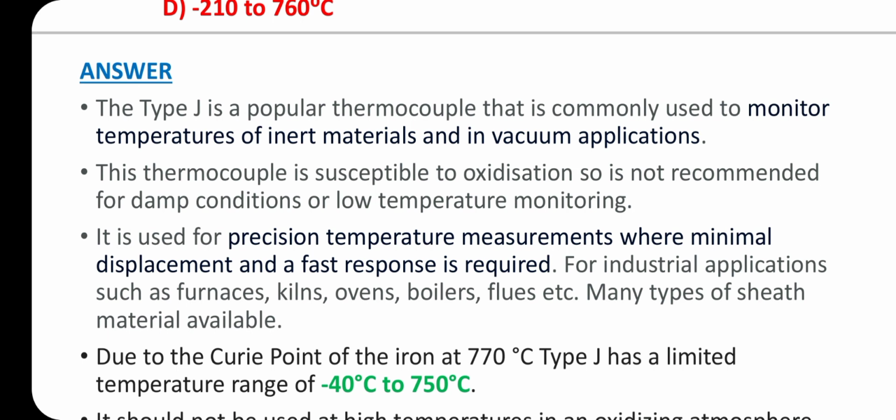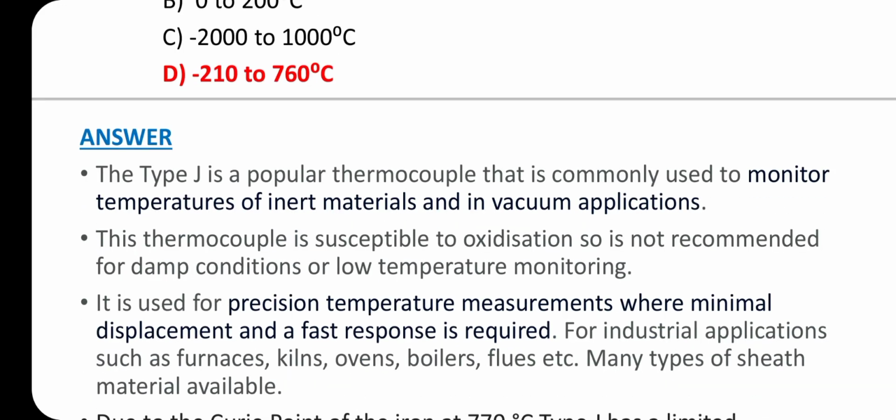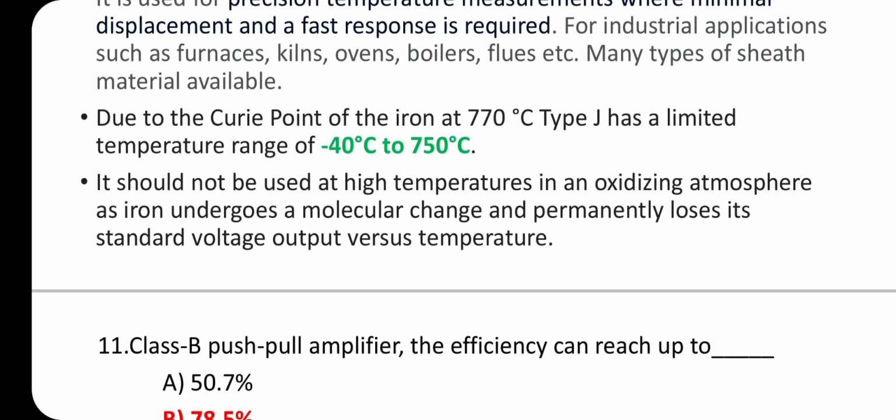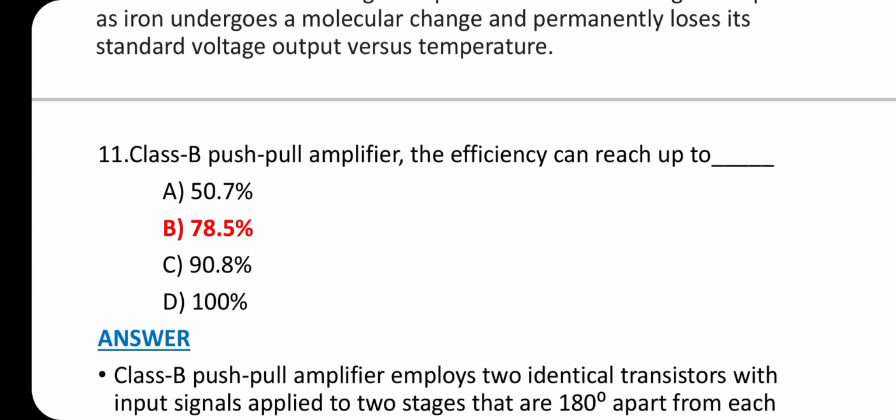Due to the Curie point of iron at 770 degrees Celsius, type J has a limited temperature range of minus 40 degrees to 750 degrees Celsius. Out of our 4 options, option D is included in this range. It should not be used at high temperature in an oxidizing atmosphere, as iron undergoes a molecular change and permanently loses its standard voltage output versus temperature.